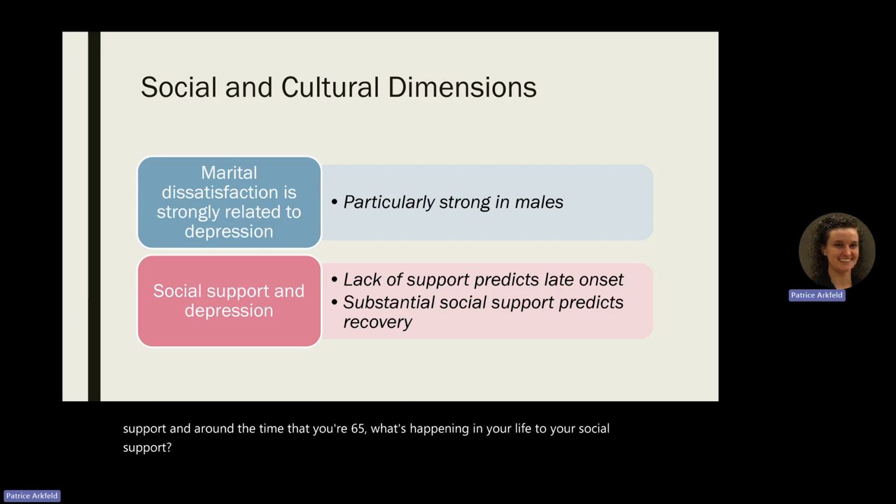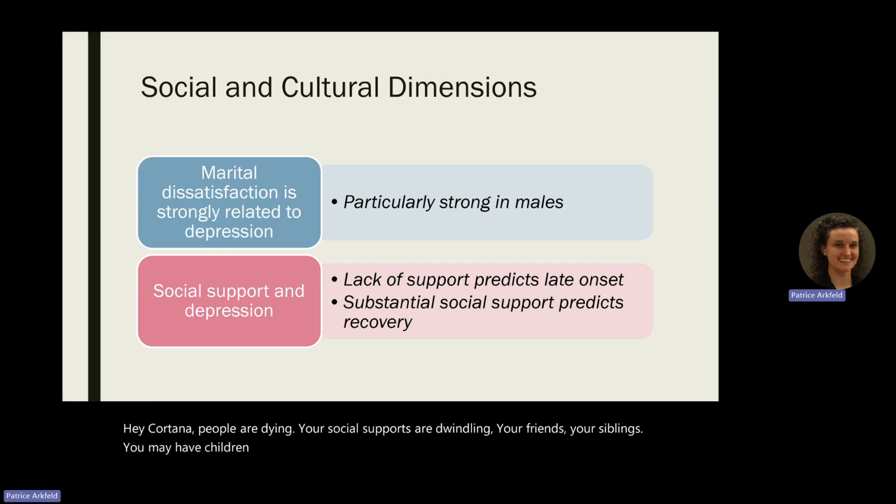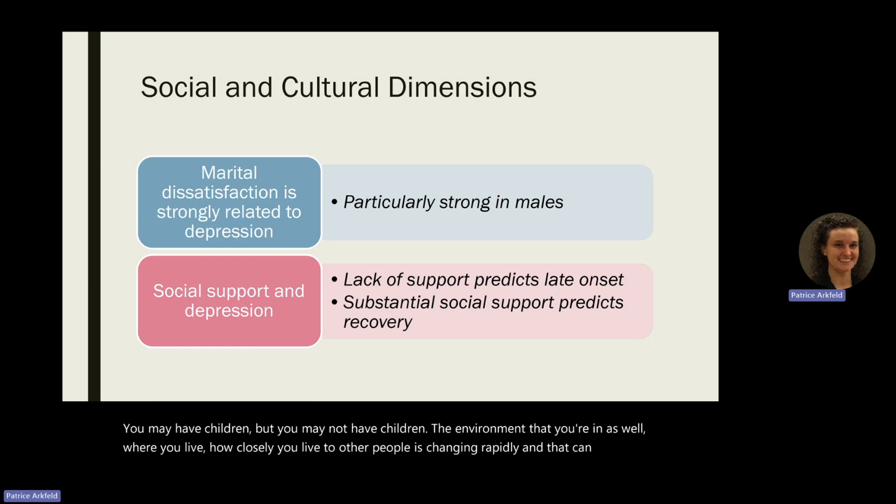People are dying. Your social supports are dwindling. Your friends, your siblings, you may have children, but you may not have children. The environment that you're in as well, where you live, how closely you live to other people is changing rapidly. And that can alter social supports.